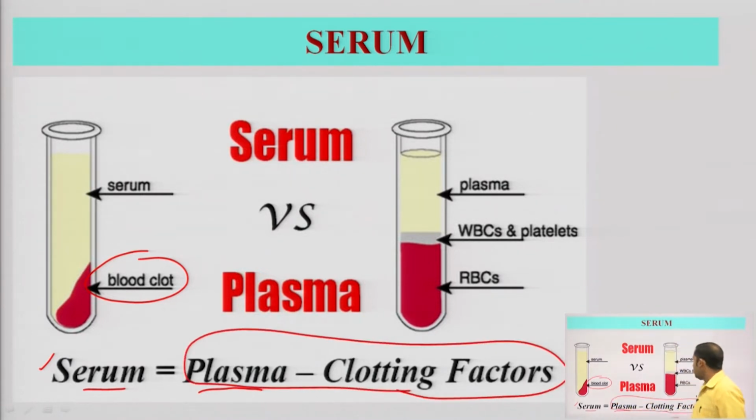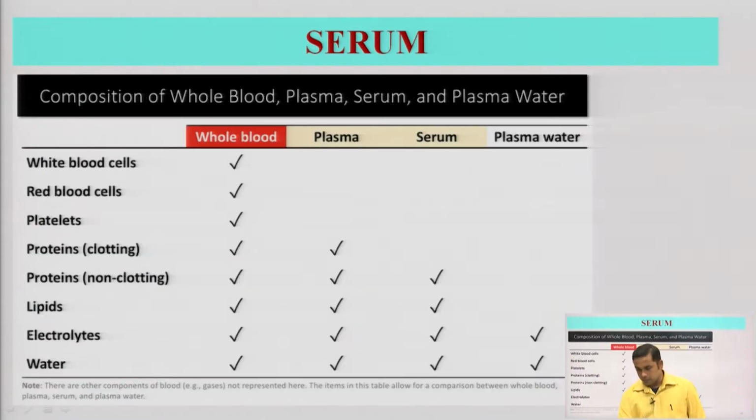It means you have blood, for example, like this, you have plasma and you have other kinds of substances. If you take just that entire plasma and remove the clotting factor, then we will get the serum. Serum is very important.